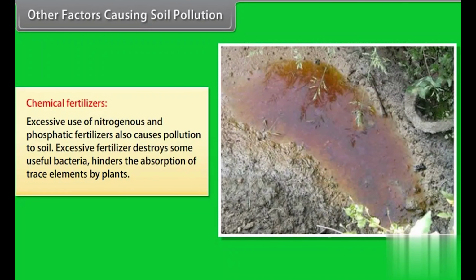Excessive fertilizer destroys some useful bacteria, hinders the absorption of trace elements by plants.